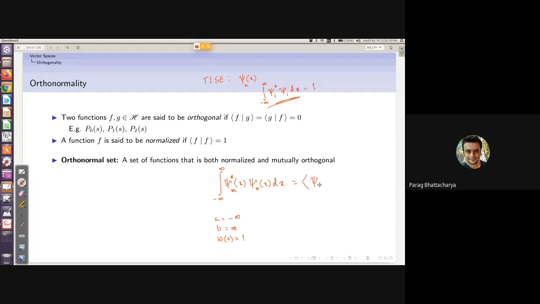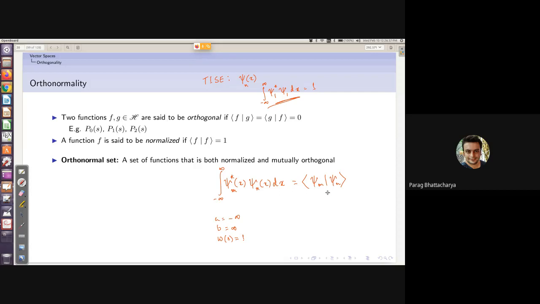Do you agree? Yes or no? Do you agree or not? Yes, sir. I'm talking about this one, quantum mechanics, okay?